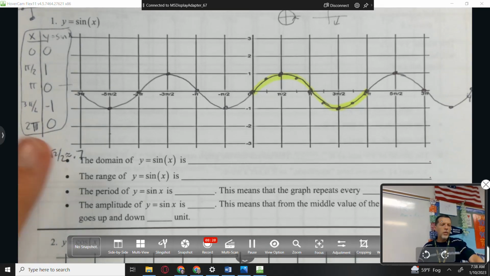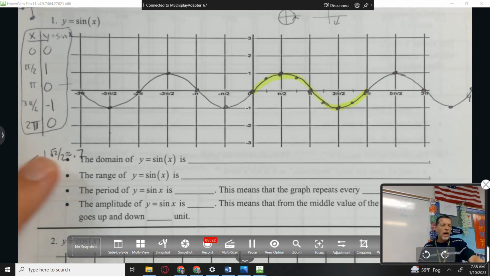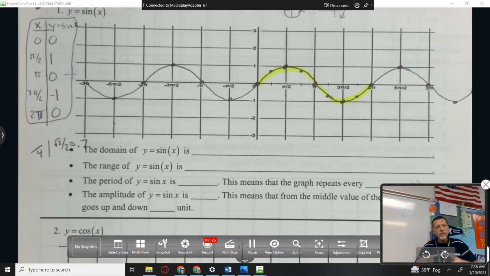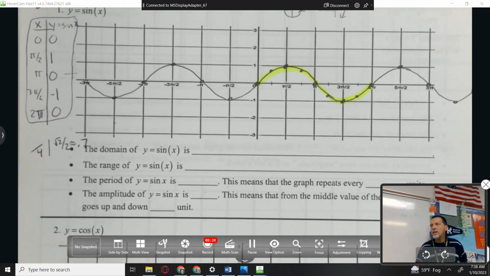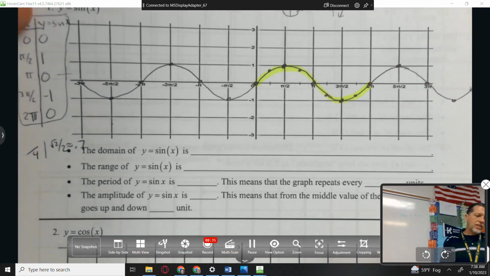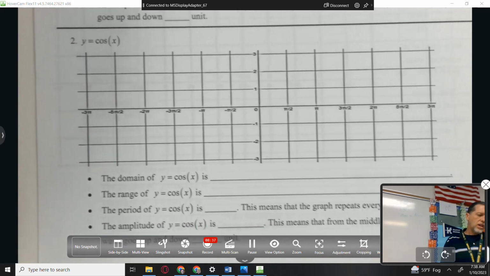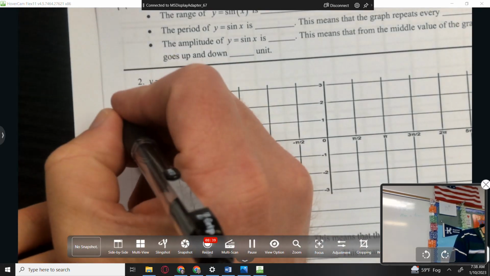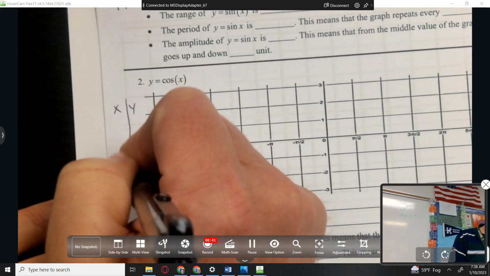We'll answer the questions in a minute. I think I want to do the graph of cosine next. Then we can compare them, and answering the questions becomes a little easier because some of the answers are the same and some are different, and it helps us compare and contrast sine and cosine. So let's make that same table for cosine of x.